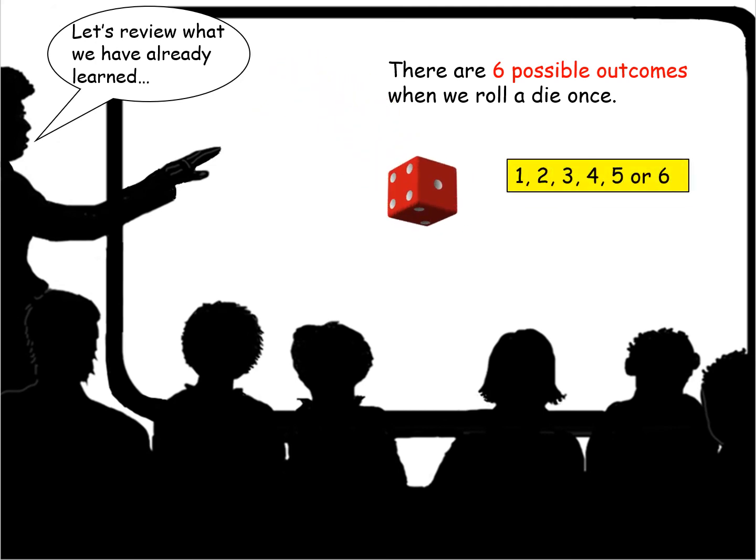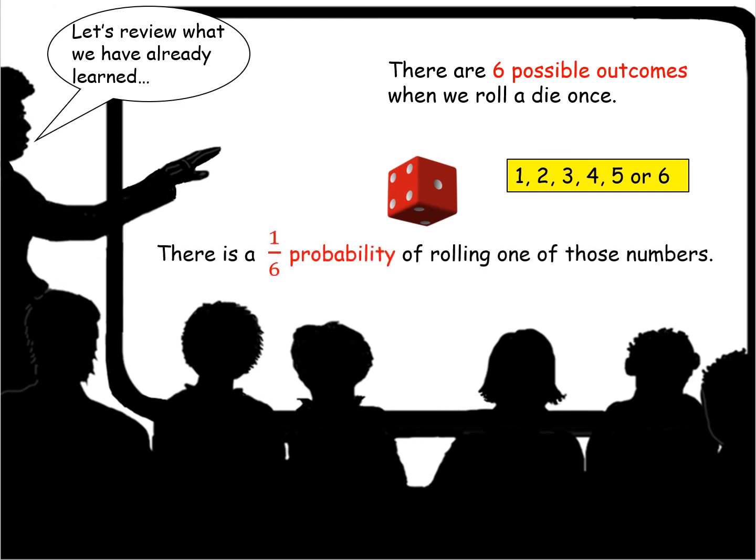There are 6 possible outcomes when we roll a die one time. The outcomes can be 1, 2, 3, 4, 5, or 6. There is a 1 out of 6 probability of rolling one of those numbers if you just roll the die one time.